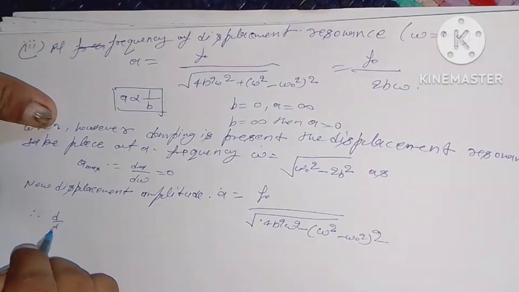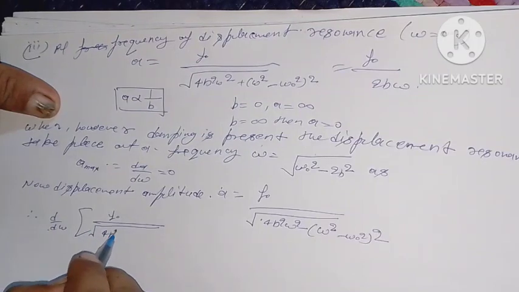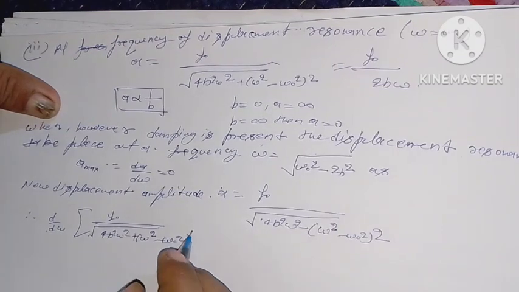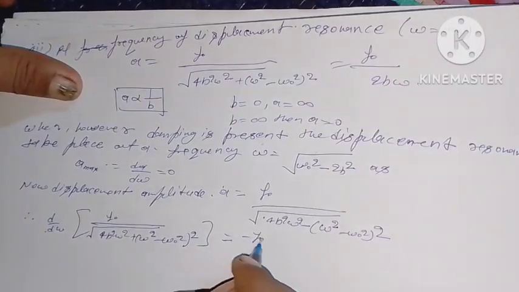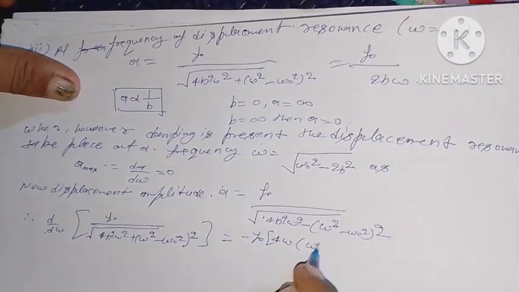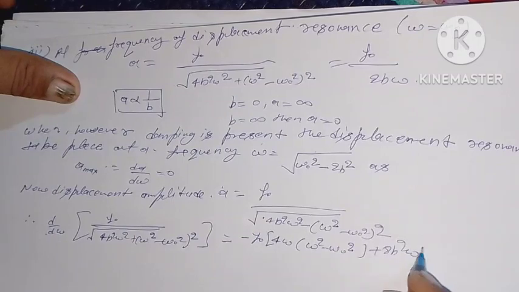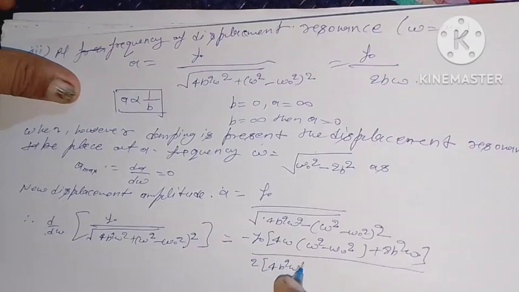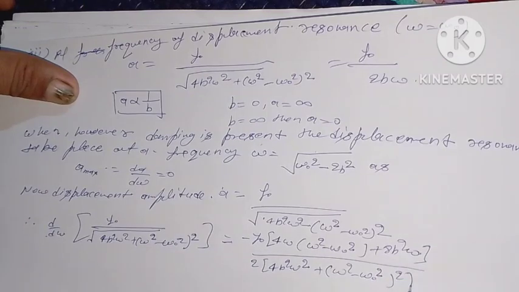That is d by d omega of F naught whole upon under root of 4b square omega square plus omega square minus omega naught square whole square, that is minus F naught times 4 omega square minus omega naught square plus 8b square omega, whole upon 2 times 4b square omega square plus omega square minus omega naught square whole to the power 3 by 2, that is 0.